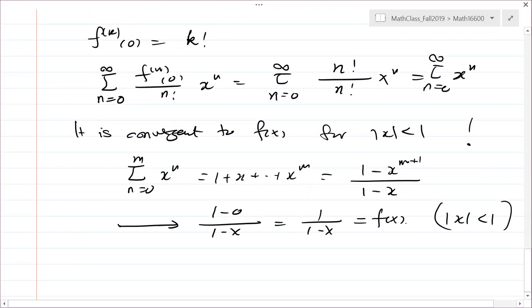So you have to prove that then. You do find a candidate, and then you verify it. It's not only convergent, but it's convergent to the function.